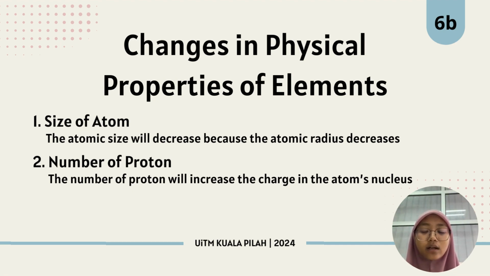The physical state of period 3 elements will change from solid to gas from left to right across the period. The same goes for metal elements, semi-metal elements and non-metal elements. Sodium, magnesium and aluminium are metal elements, meanwhile silicon is a semi-metal element or metalloid, while phosphorus, sulfur, chlorine and argon are non-metal elements.